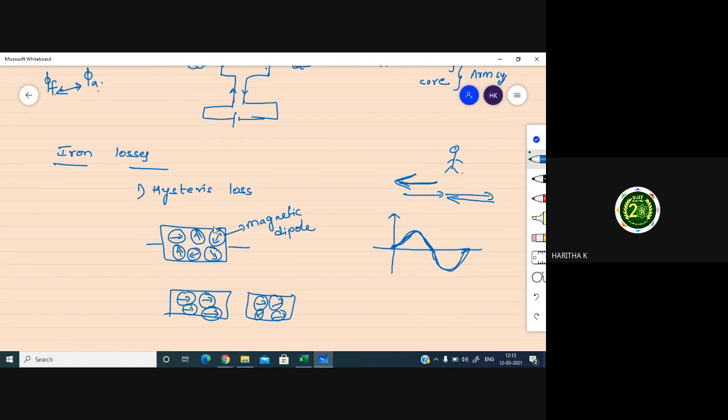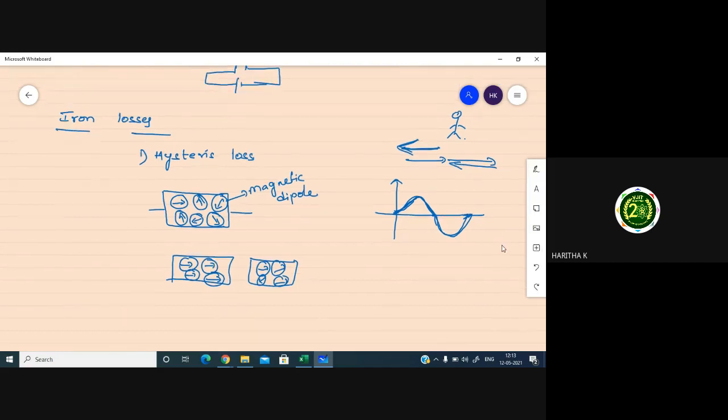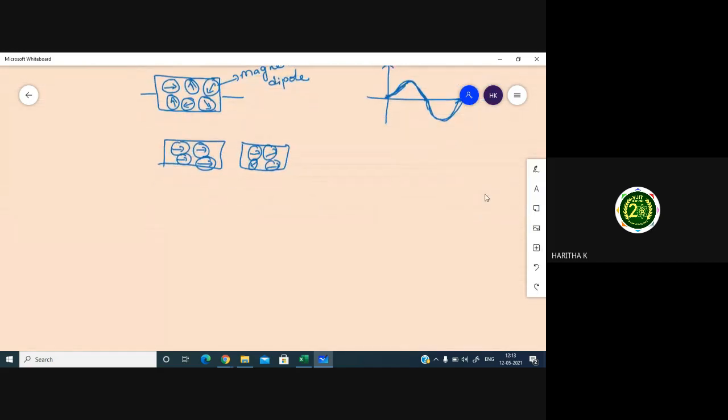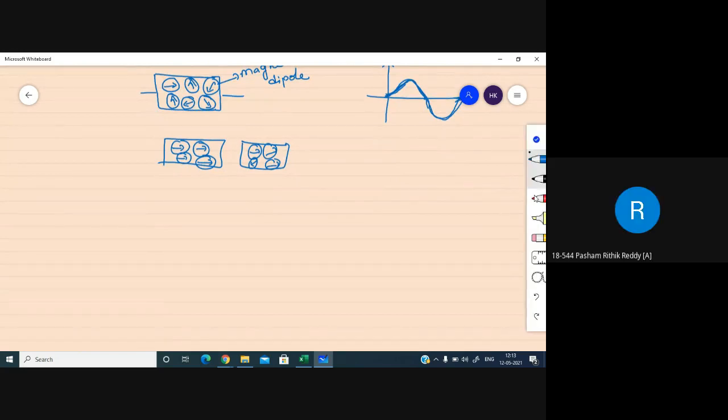So whenever there is a magnetic material, this hysteresis loss will be there. And how can we reduce this hysteresis loss to improve the efficiency? Are you following? Yes, ma'am.